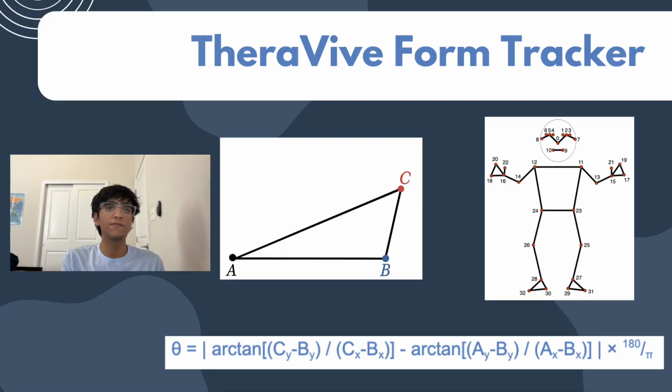This formula works because it first calculates the direction of each limb segment using arctan, one from B to C and one from B to A. By subtracting those two directions, we get the angle between the limbs at joint B. We then take the absolute value to make sure it's positive and multiply it by 180 divided by pi to convert it from radians to degrees.